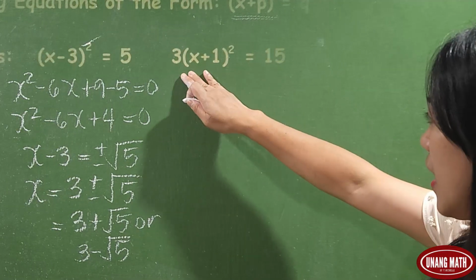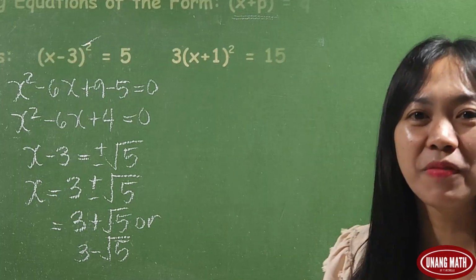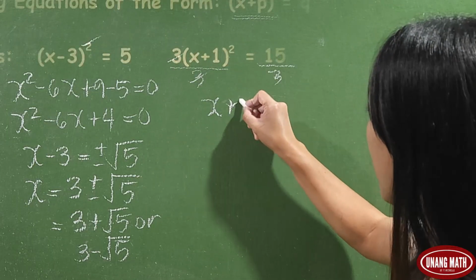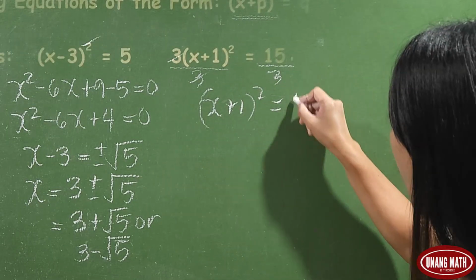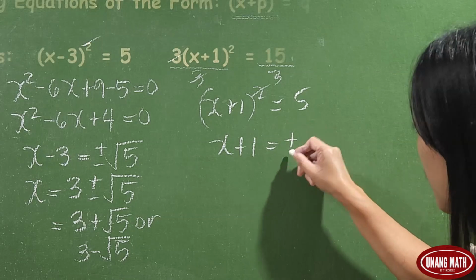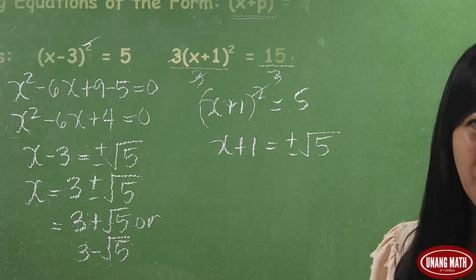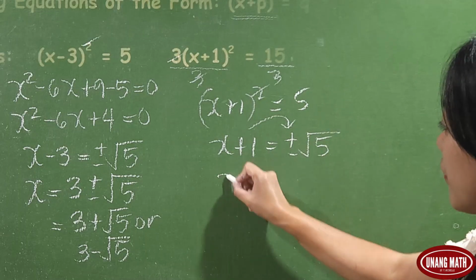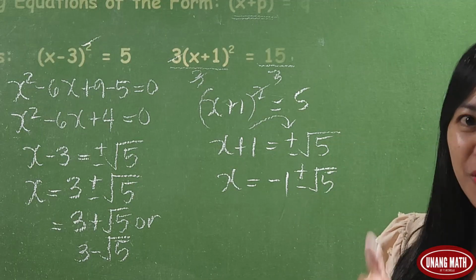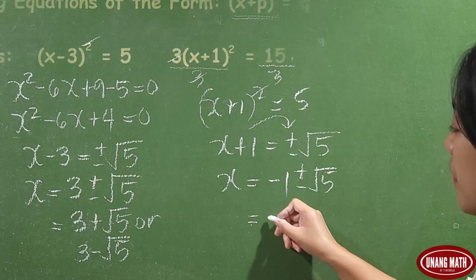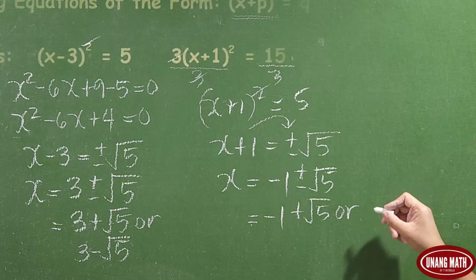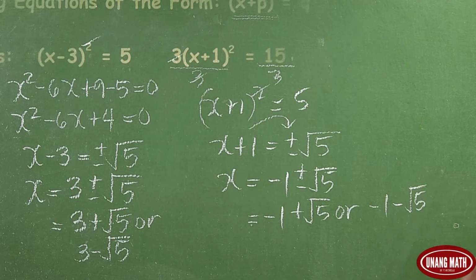Okay, what about here? 3 times x plus 1 squared is equal to 15. We can divide both sides by 3. So we now have x plus 1 squared is equal to 5. Remove this exponent 2 here. So x plus 1 is equal to positive or negative square root of 5. Now move 1 to the other side. So x is negative 1 plus or minus square root of 5. So the solutions here would be negative 1 plus square root of 5, or negative 1 minus square root of 5.